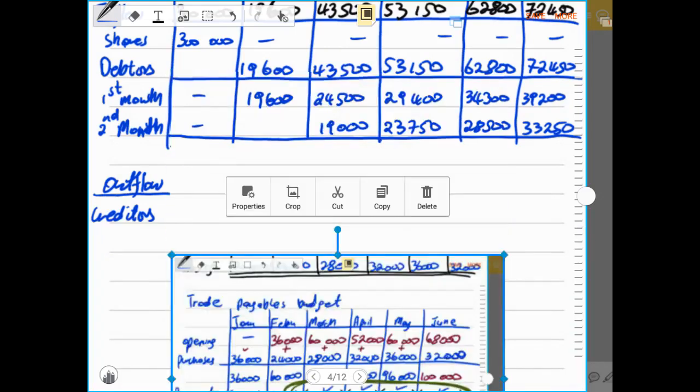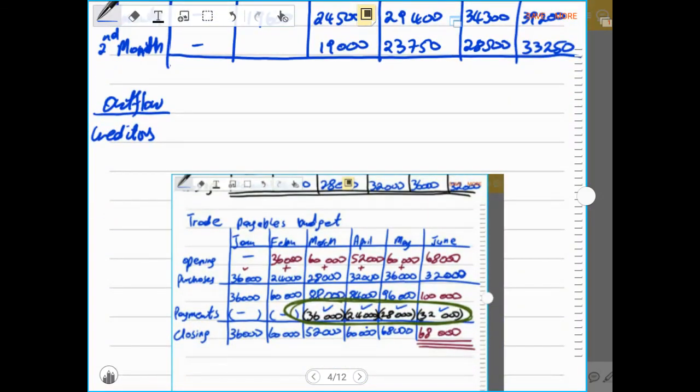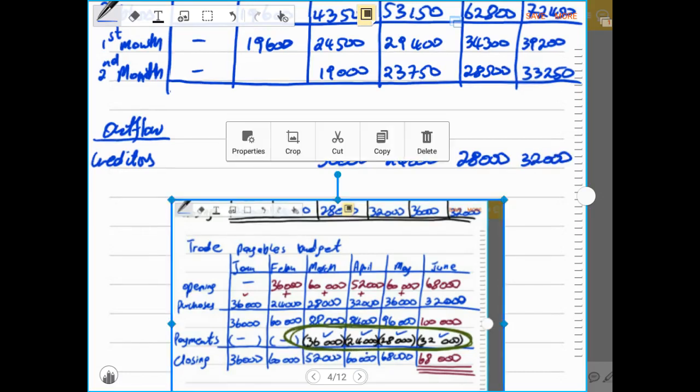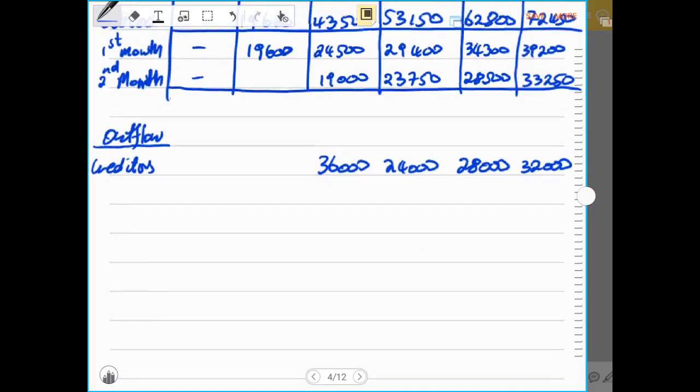So here are our payments to our trade payables: 36,000 in March, April 24,000, May 28,000, then June is 32,000. Therefore this has been accounted for. Then we go to the next one, which is the labor cost.